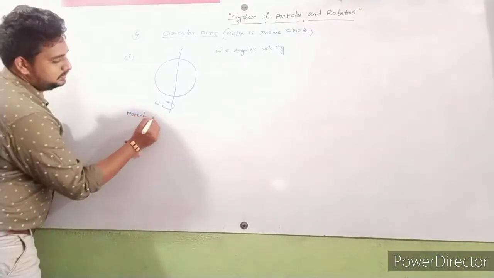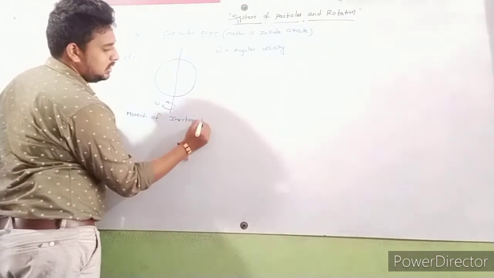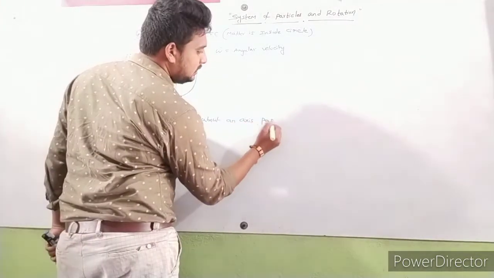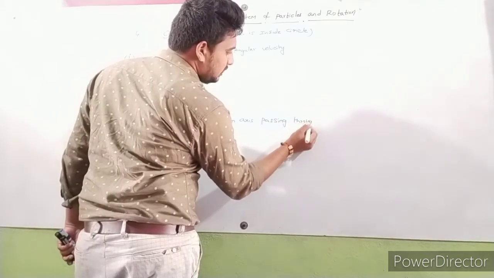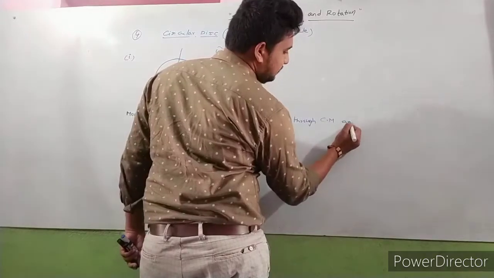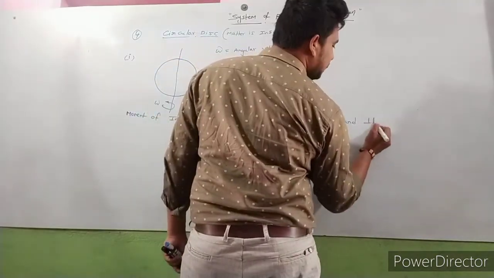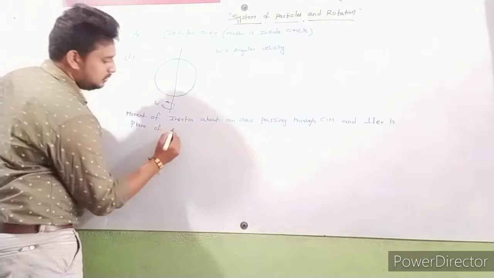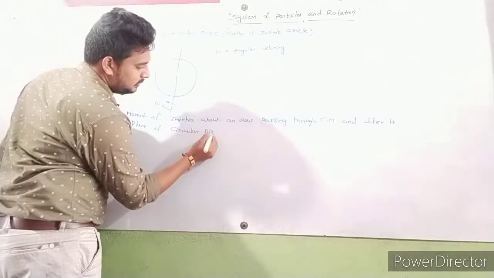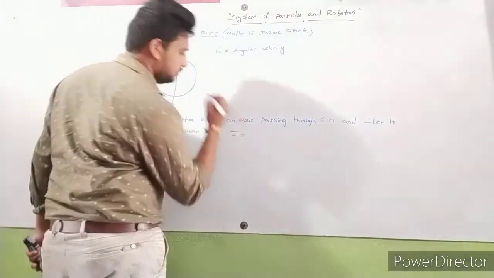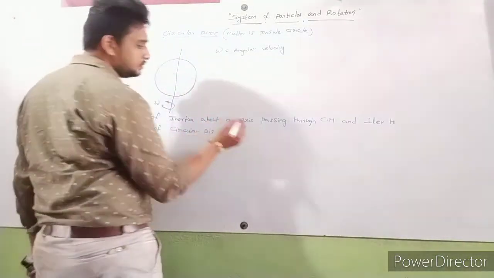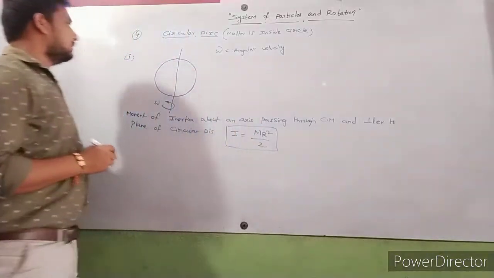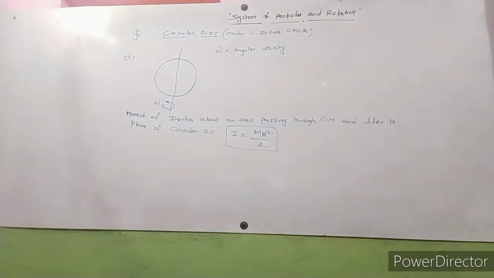Moment of inertia about an axis passing through center of mass and perpendicular to the plane of the circular disc, I is equal to mr square by 2. This is case 1. Next, second diagram.